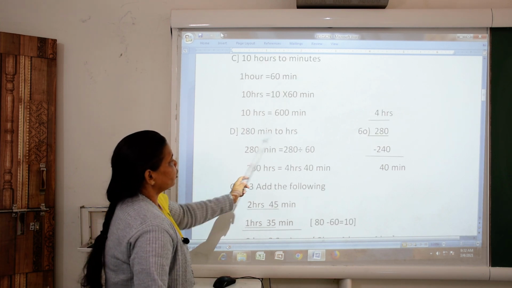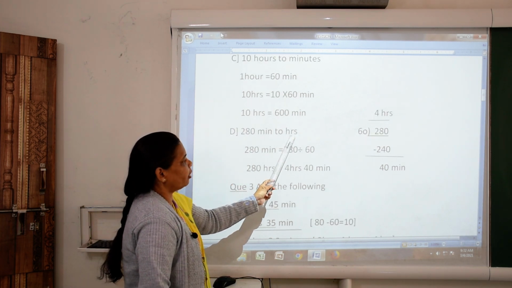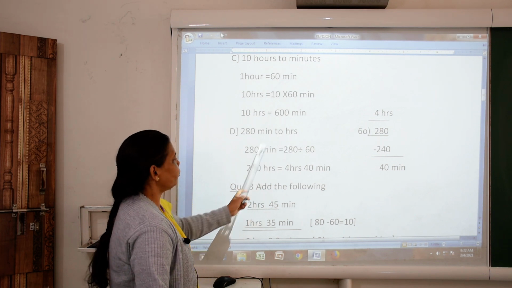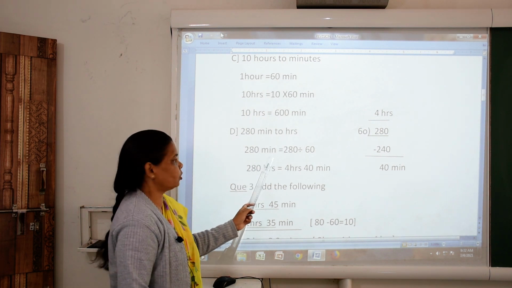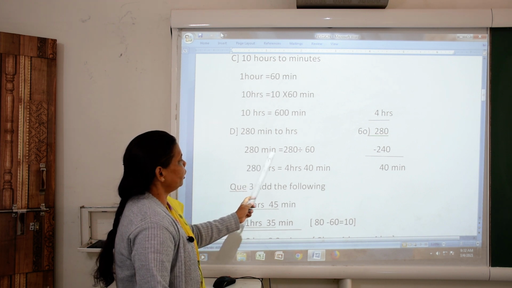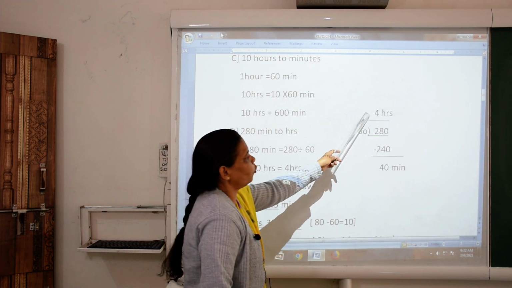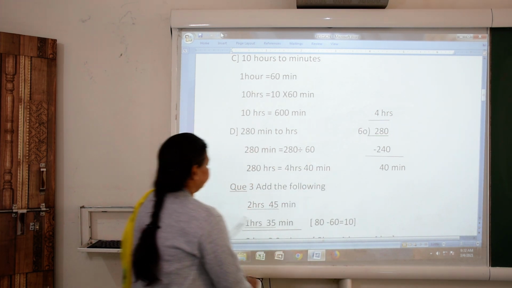And 280 minutes to hours. Minute is the lower unit and hour is the higher unit, so you have to divide by 60. So 280 divided by 60, you will get 4 hours and 40 minutes.